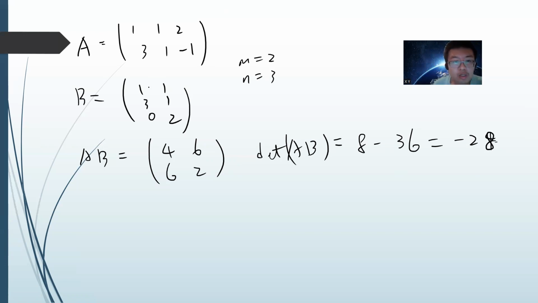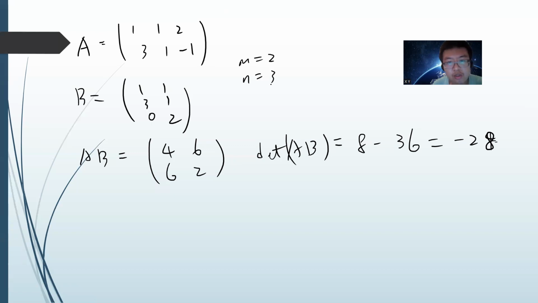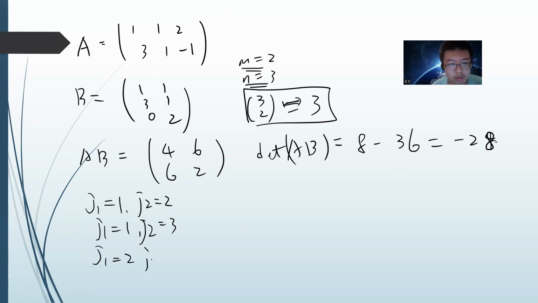So by this Cauchy-Binet, there are 3 choices, right? Because I need to choose 2 from 3, so there are 3 choices. What kind of choices? We have 3 choose 2, so 3 choices. I can take J1 to be 1 and J2 to be 2, or J1 to be 1 and J2 to be 3, or J1 to be 2 and J2 to be 3. Important is that J2 needs to be greater than J1.